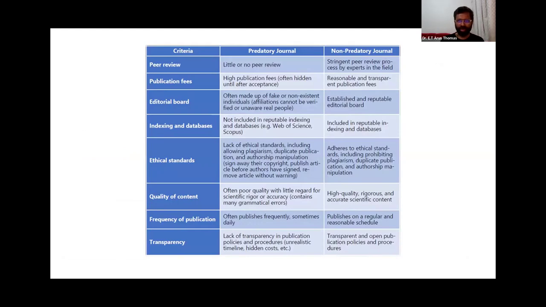There are a lot of criteria by which we can identify predatory journals. There is a list of predatory journals already available on the internet. These journals lack peer review and charge high publication fees. The editorial board is entirely fake, with non-existent individuals. They don't have a proper address. They are not properly indexed. Ethical standards are not kept at all. The content is of low quality, and their articles are not cited at all. The frequency of publications is very high, because they publish anything that is given to them, because they want money. And the transparency policy is not good at all.